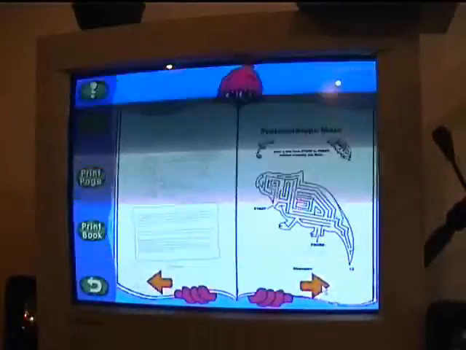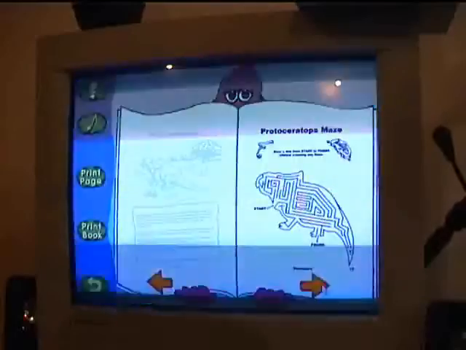Page 13. Protoceratops maze. Draw a line from start to finish without crossing any lines.